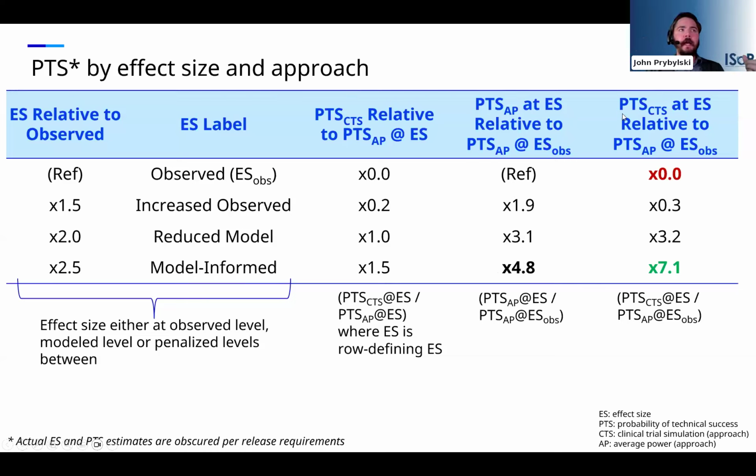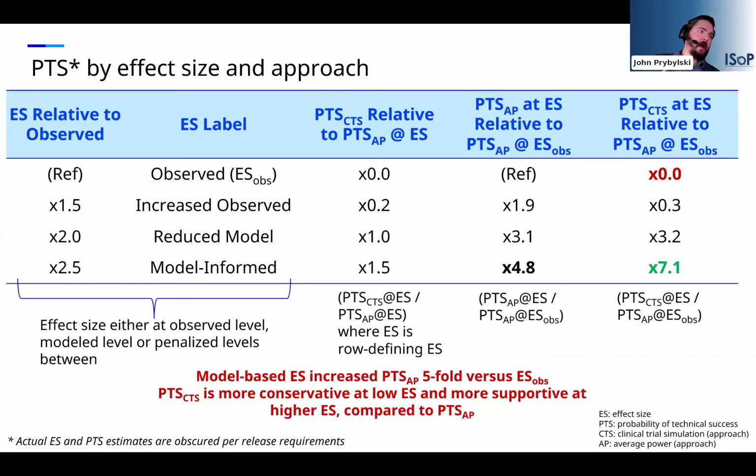Compared to the PTS using clinical trial simulation at these different effect sizes, as we already saw in this column, we have a much lower clinical trial simulation PTS at the observed effect size. But if we use clinical trial simulation without penalizing anything within the model, just assuming that the model is correct, then our model-informed effect size gives us a PTS that is sevenfold what we would have had as the average power PTS at the observed effect size.